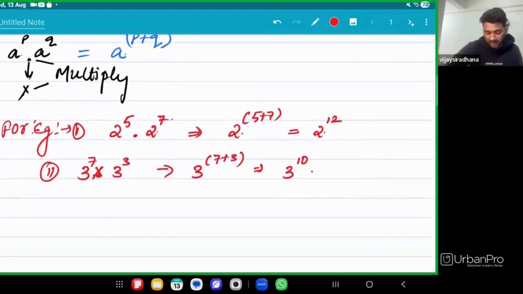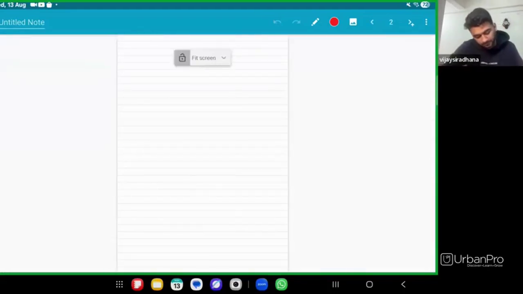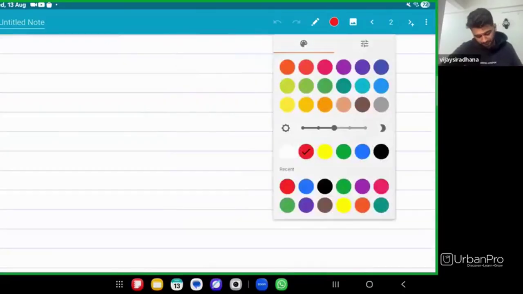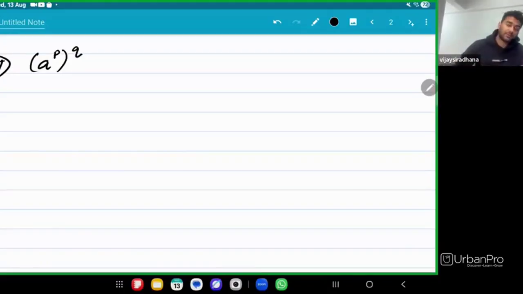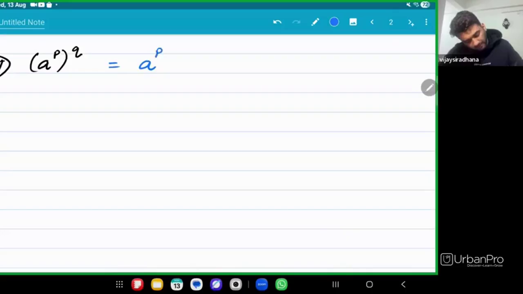Now the second identity in the laws of exponent will be: suppose there is a question given as a to the power of p, to the power of q. Then this will be nothing but a to the power of pq. Right? Now let's see an example of how we can do this.